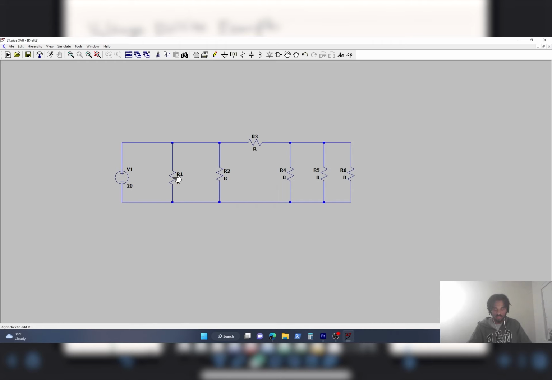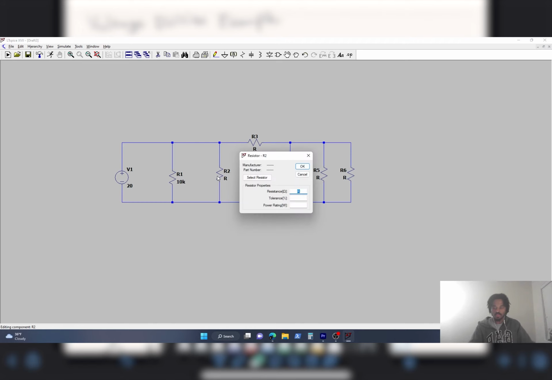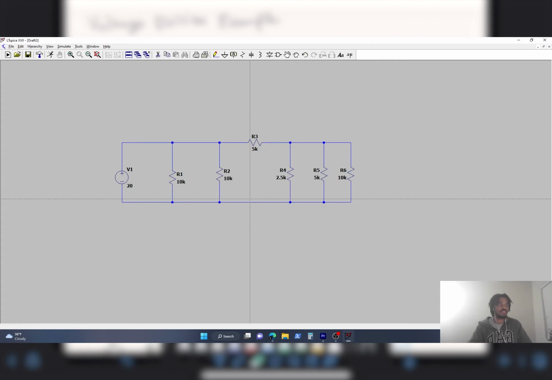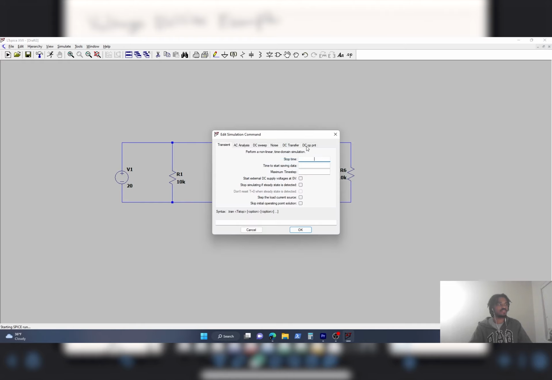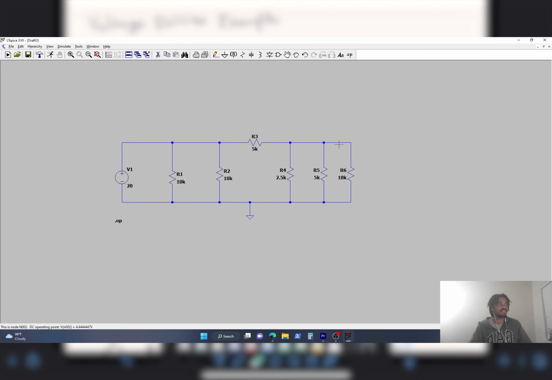20. R1 is 10K. R2 is 10K. R3 is 5K. R4 is 2.5K. R5 is 5K. R6 is 10K. Always want to put our reference node. And then our V out is this voltage across R6 here. DC operating point.